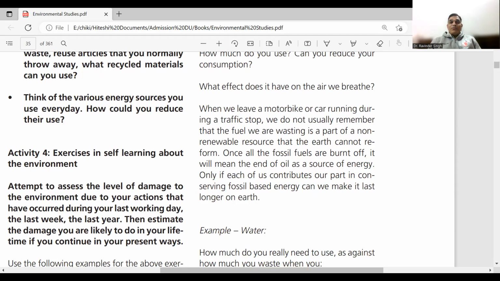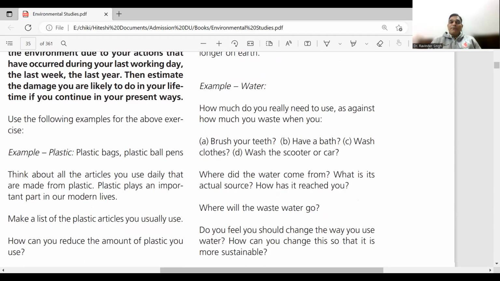When we leave a motorbike or the car running during a traffic stop, we do not usually remember that the fuel we are wasting is a part of a non-renewable resource that the earth cannot reform. Once all the fossil fuels are burnt off, it will mean the end of oil as a source of energy. Only if each of us contributes our part in conserving fossil-based energy can we make it last longer on earth. Next example: water.